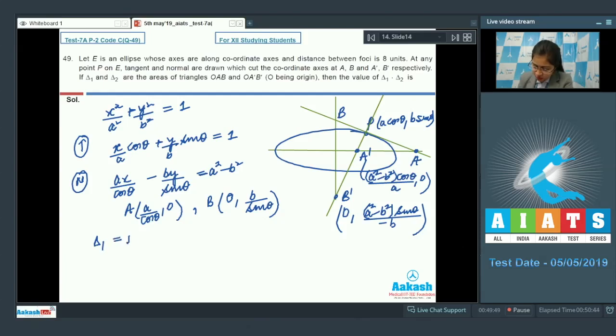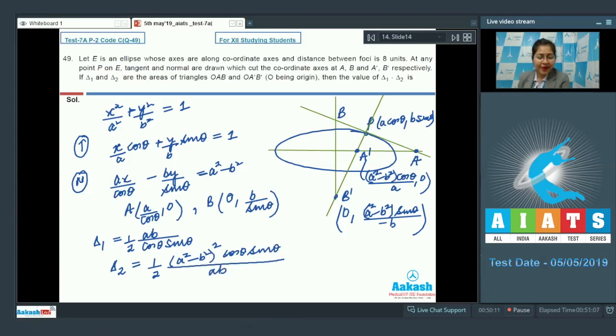Delta 1 will be equal to half into ab divided by cos theta sin theta. Similarly, delta 2 will be equal to half into (a square minus b square) whole square into cos theta into sin theta divided by ab, because we have to take its magnitude. So delta 1 into delta 2 will be equal to, ab will get cancelled and cos theta sin theta will get cancelled, so it is (a square minus b square) whole square divided by 4.